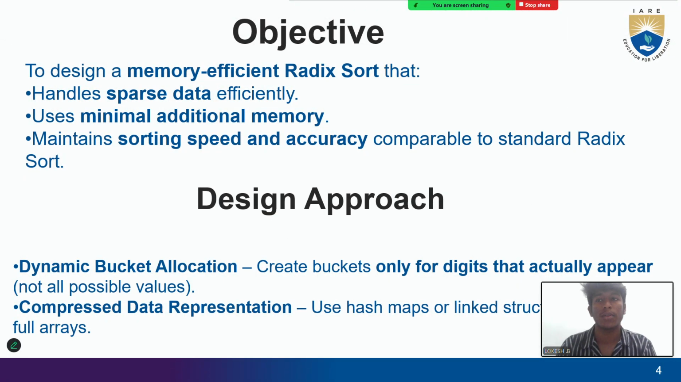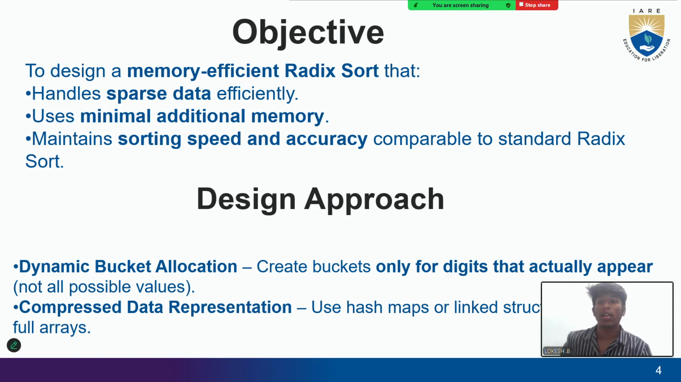So the main objective in this sparse radix sort is to design a memory efficient radix sort that handles the sparse data efficiently, uses minimal additional memory, and maintains sorting speed and accuracy comparable to a standard radix sort. Later on, I will explain the standard radix sort.